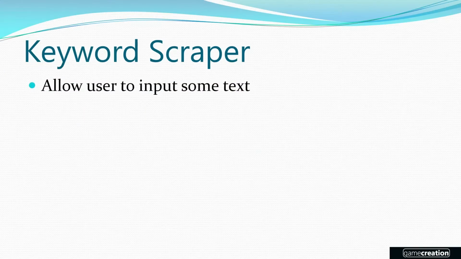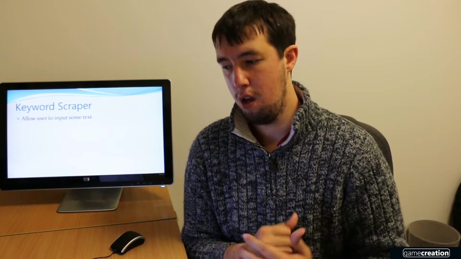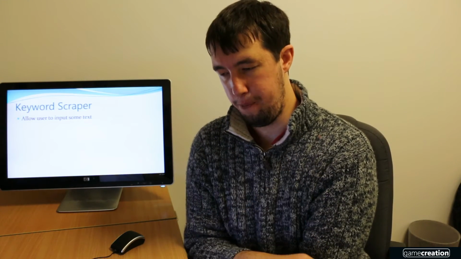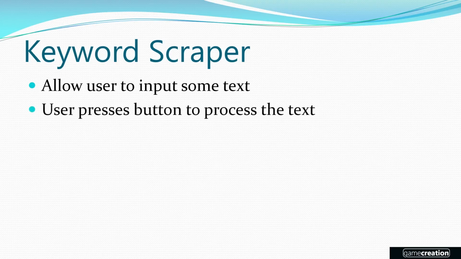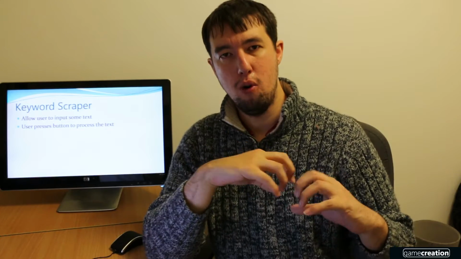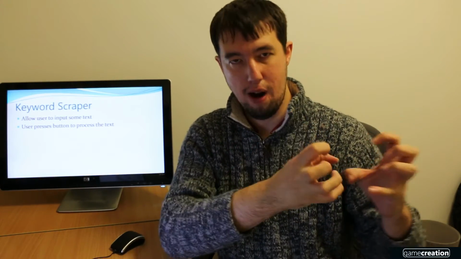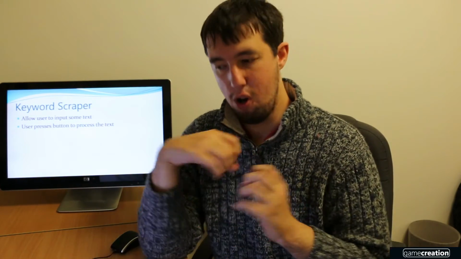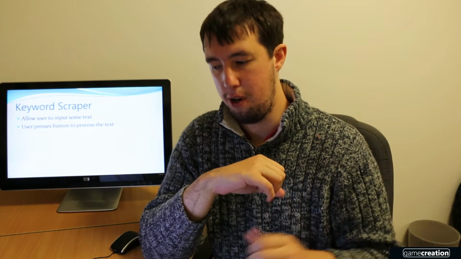So what is a keyword scraper? What do we need? Well, we need, first of all, somewhere for the user to put in a block of text. Now that could be a YouTube description, it could be a blog, it could be anything, any amount of text. So we need to have an input, an edit box for them to put that into. Then the user is going to press a button, and that button will process that text. It will grab that text and look through it and look for keywords, and we're going to look at how to do that in this episode.